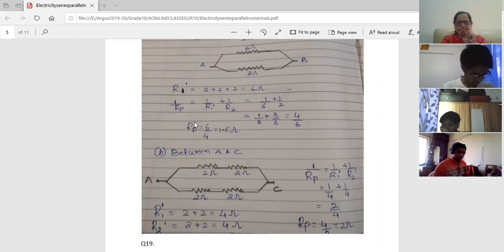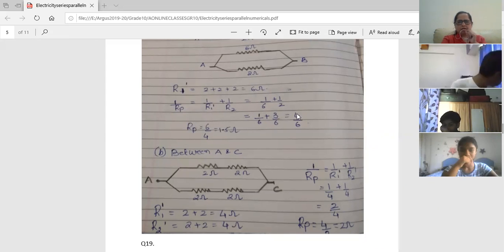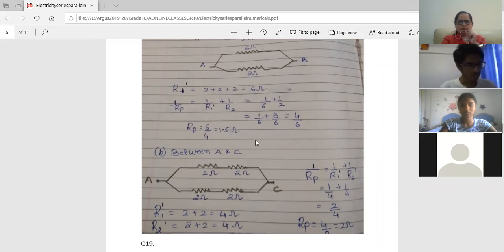Remember, whenever you are finding the resistance in parallel, if you forget to take the reciprocal, you will get the wrong answer. 4 upon 6 is not Rp, it is 1 upon Rp. So for Rp, I will do 6 upon 4. So when I do 6 upon 4, I get 1.5 ohms, right? So this 1.5 ohms is the net resistance between A and B.